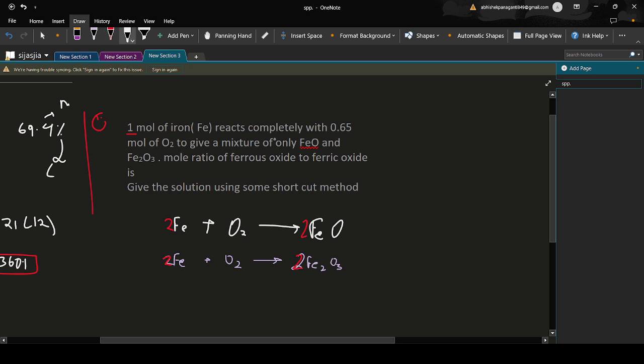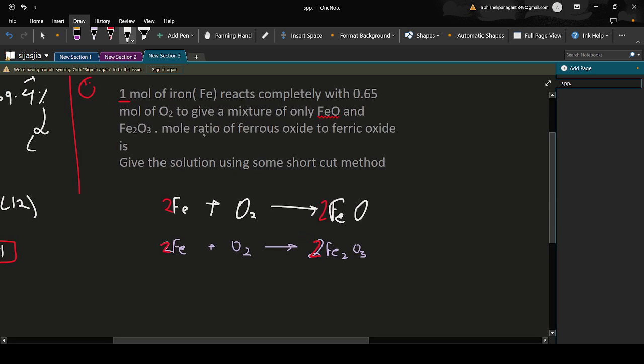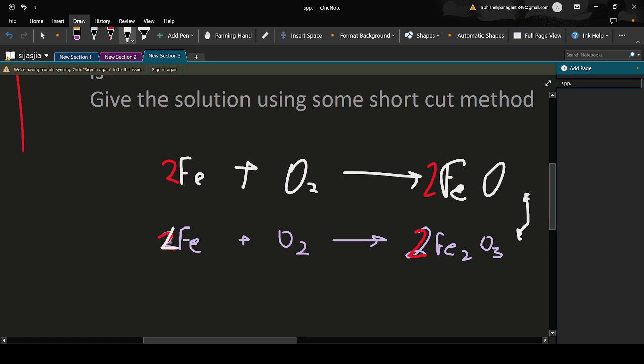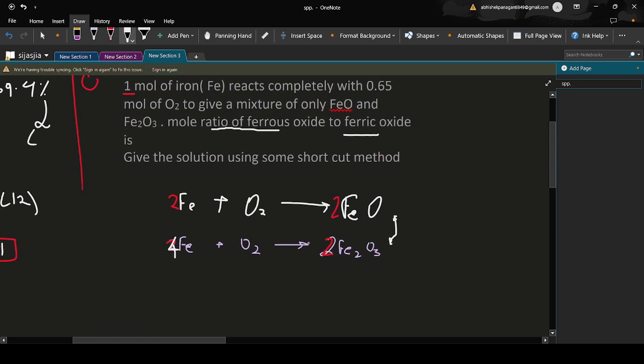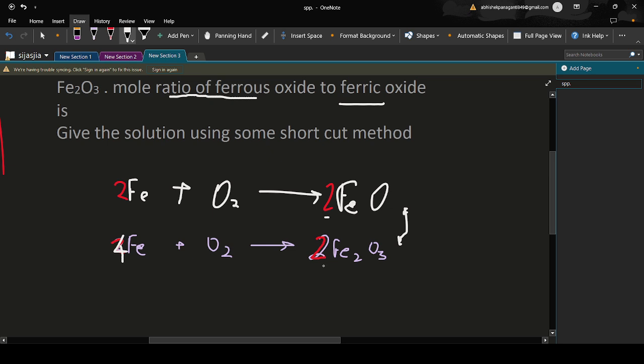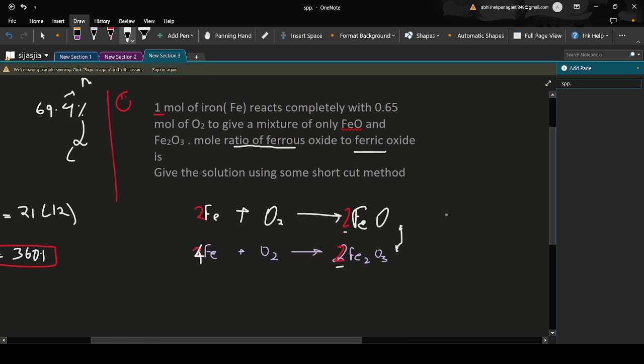One mole of iron reacts completely with 0.65 mole of O2 to give a mixture of FeO and Fe2O3. They asked the mole ratio of ferrous oxide and ferric oxide. Now you might think we can directly do this, since we got the moles, so 2 is 2 and the answer is 1. But no, that's not it. This is just the theoretical mole.